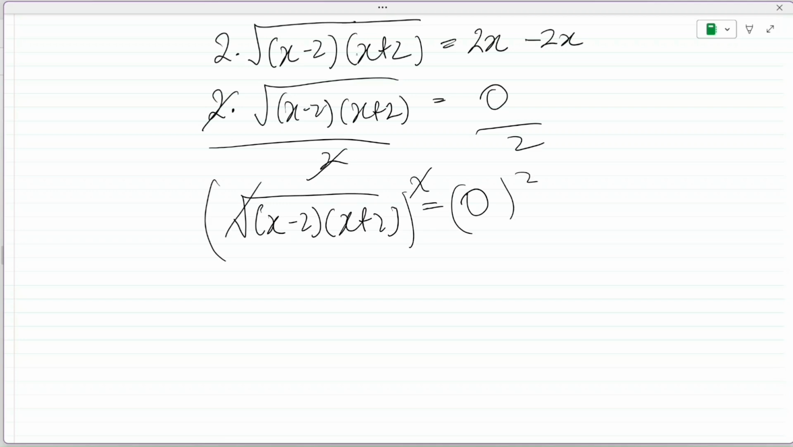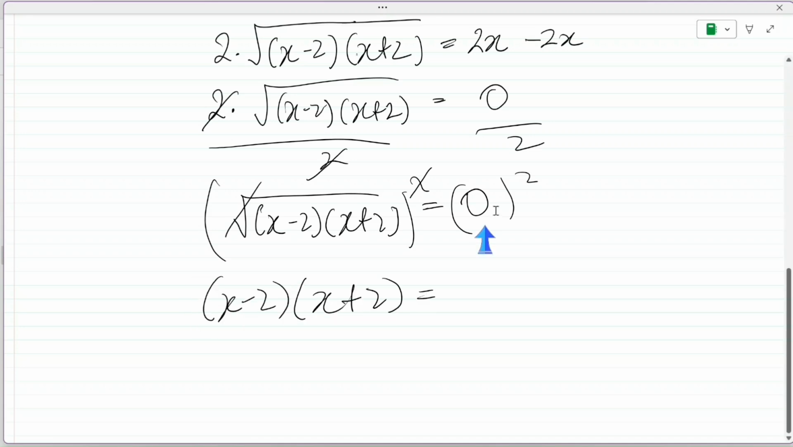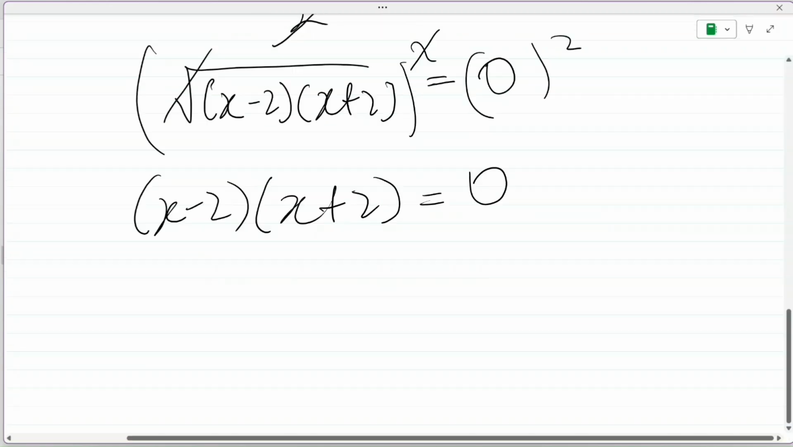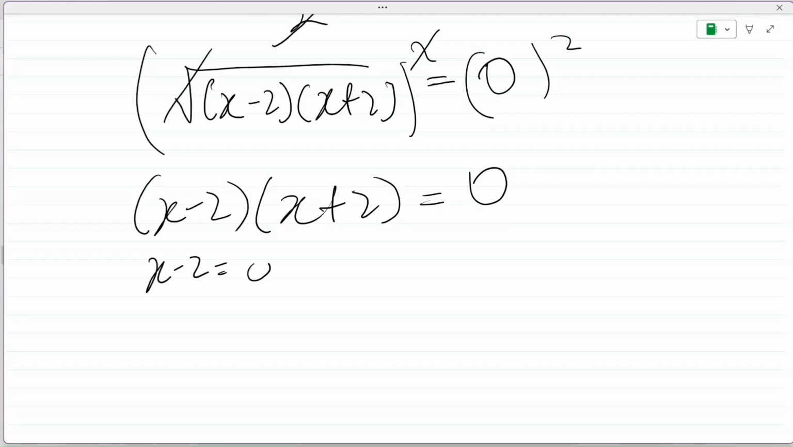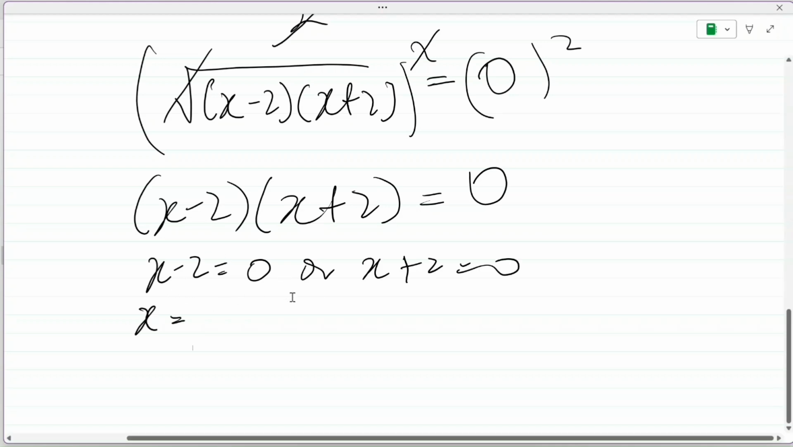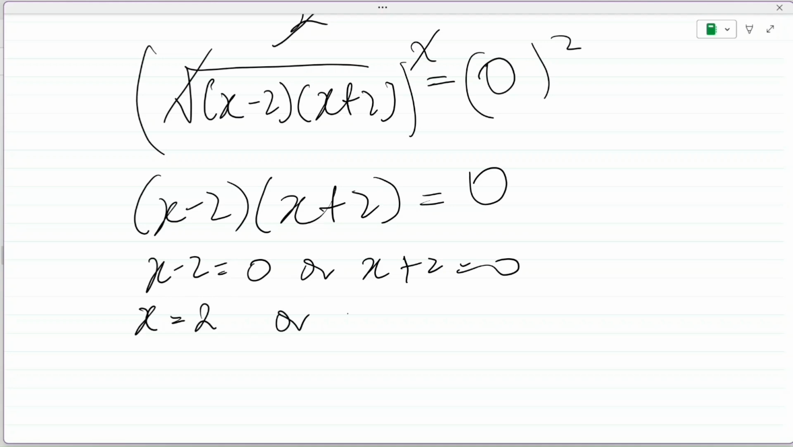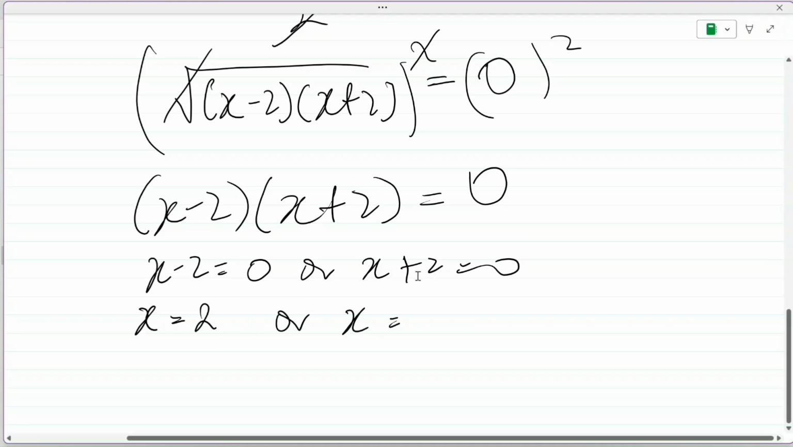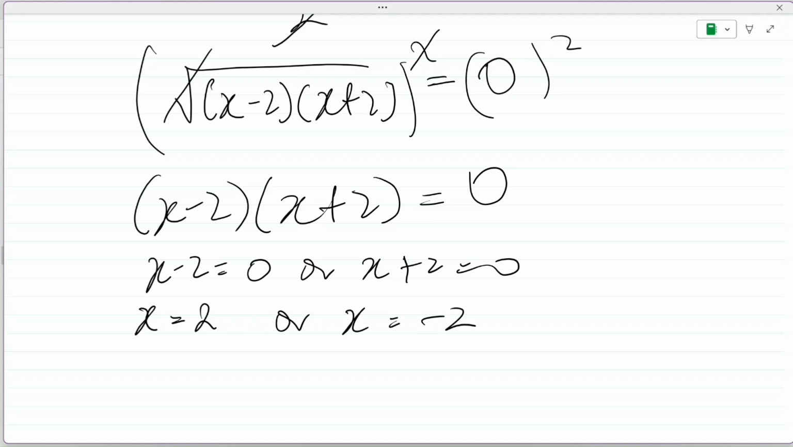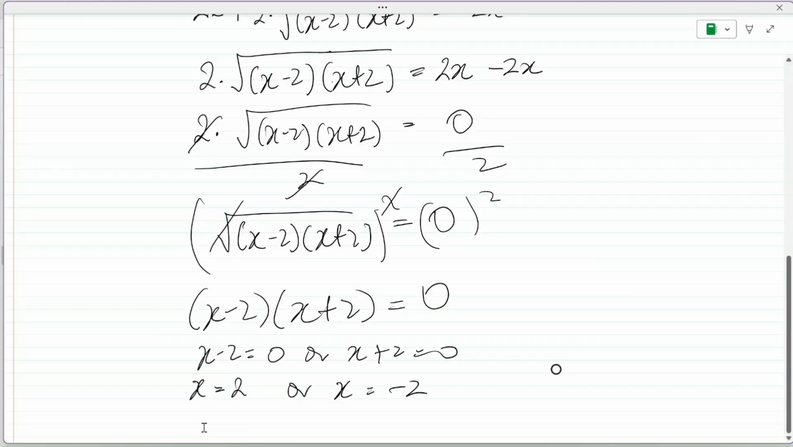The square cancels the square root. You'll be left with (x minus 2)(x plus 2) equals 0 squared, which is 0. At this point, we use the equivalent method: x minus 2 equals 0 or x plus 2 equals 0. x equals minus 2 crosses the equals sign and becomes plus 2, or x equals plus 2 crosses and becomes minus 2. Now, the second set of values for our x is x equals 2 or minus 2.